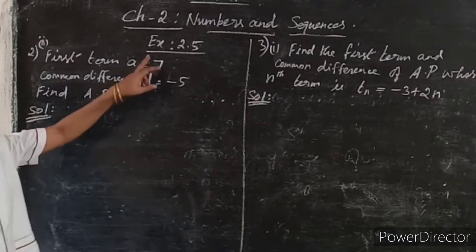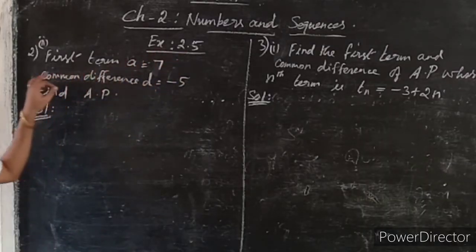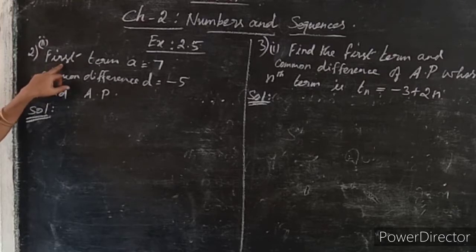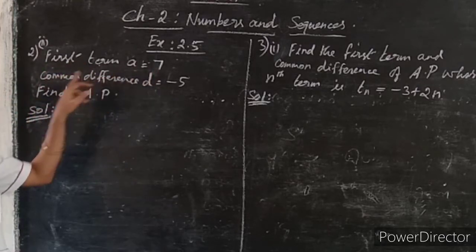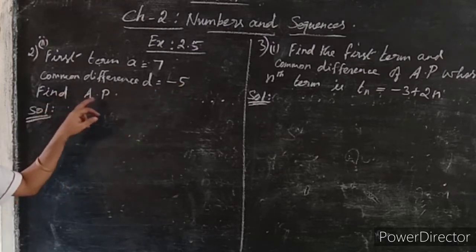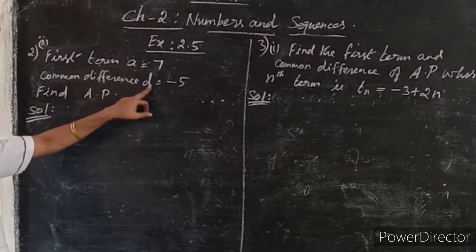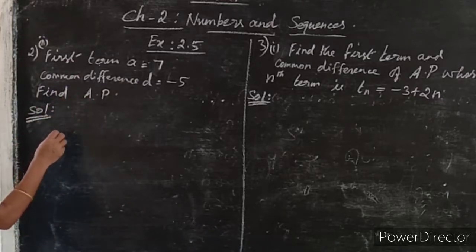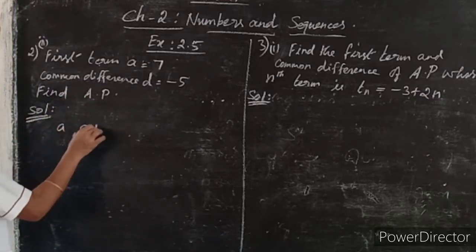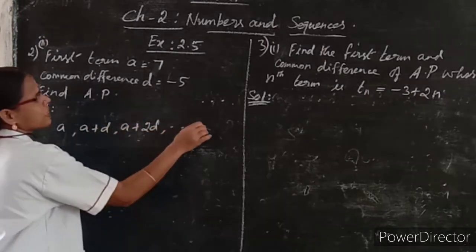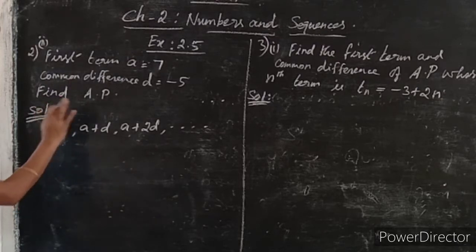Now from exercise 2.5, question number 2, second subdivision. First subdivision is homework. First term a is equal to 7. Common difference d is equal to minus 5. Find the AP. A and d are given. What is an AP? The formula is a, comma, a plus d, comma, a plus 2d, comma, etc. This is the general form of an AP.